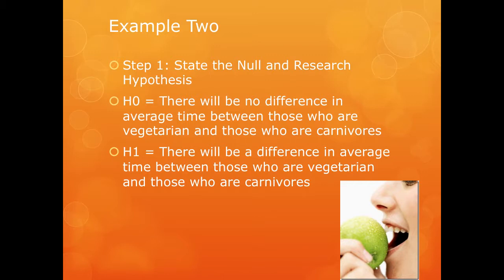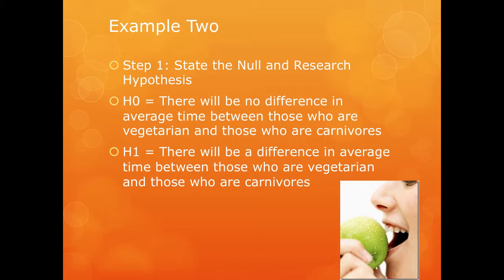And in this particular case, since we know it's going to be a two-tailed test, that means we're looking for differences. We need to state our alternative to depict that, okay? So if I would see here a direction, I would count it as wrong, okay? So the alternative for this particular example is going to be there will be a difference in average time between those who are vegetarian and those who are carnivores.